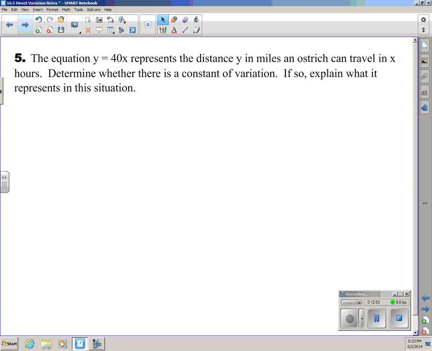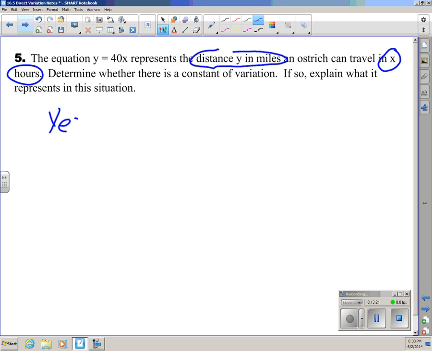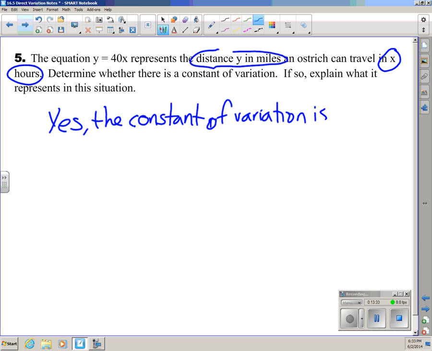So next one gives you an equation, y equals 40x, represents the distance y in miles an ostrich can travel in x hours. So remind yourself, x is hours, y is the miles. Determine whether there's a constant of variation. So yes, there's a constant of variation. And what is the constant of variation? We're going to say yes. The constant of variation is 40.